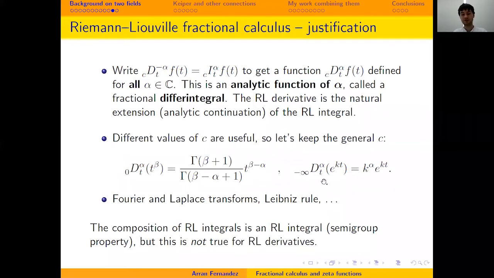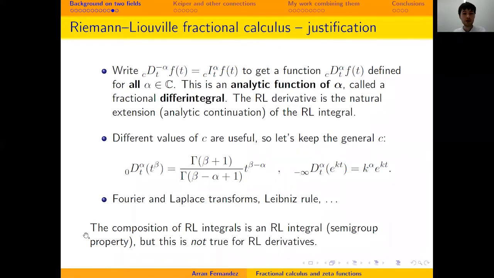So we keep the general C. More justifications for Riemann-Liouville fractional calculus come from Fourier transforms and Laplace transforms. They work in a nice, expected way. The product rule generalizes to a fractional Leibniz rule, again in exactly the way you would expect. Like if you write down what happens for repeated derivatives and then what you think would happen for fractional derivatives, that is exactly what does happen. So it's kind of natural, this Riemann-Liouville definition.